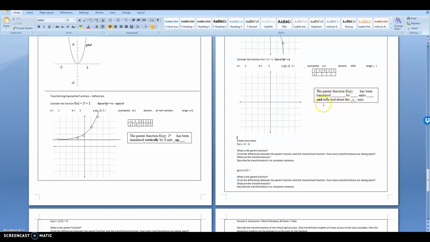So because we know that this is reflected about the y-axis, now we can go back and make predictions about what the graph will look like. And that's a powerful tool. So we know that we have to flip this guy around the y-axis. So it'll look something like that. So what does that look like?